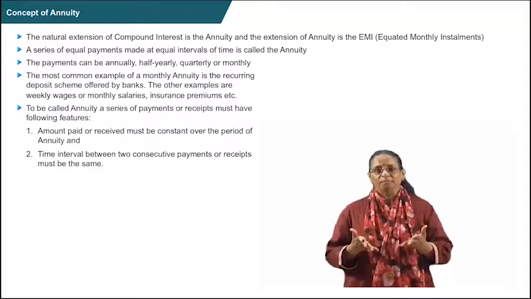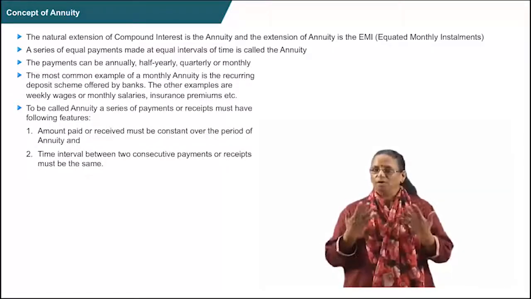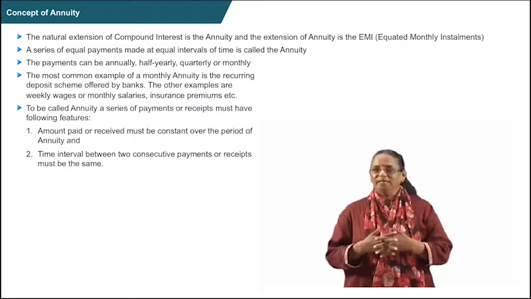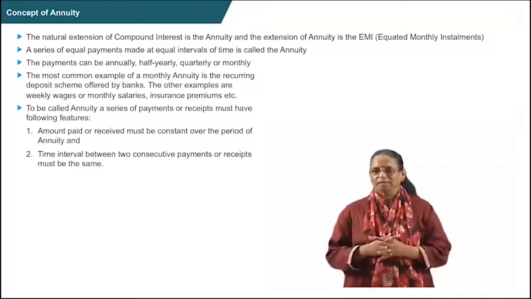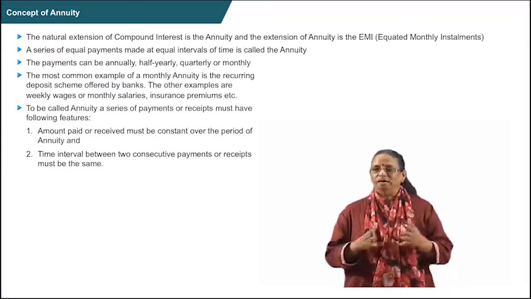Now the payments can be annually, half yearly, quarterly or monthly. We can pay these equal payments once in a year, twice in a year, 4 times in a year or 12 times in a year, that is every month. The most common example of monthly annuity is the recurring deposit scheme, which is offered by most of the banks. What does this mean? Every month you deposit a fixed amount in the bank, and after a specific period you get a handsome amount. The other examples are weekly wages or monthly salaries, insurance premiums, etc.